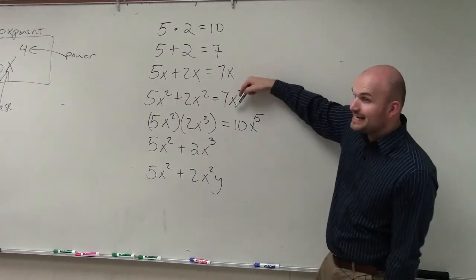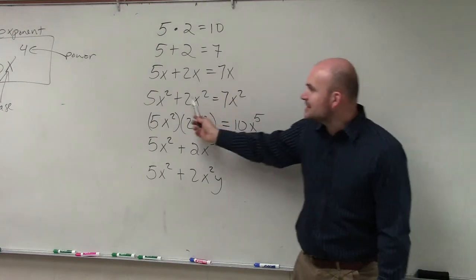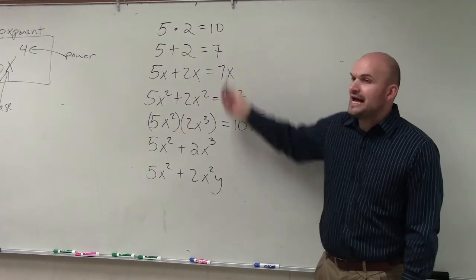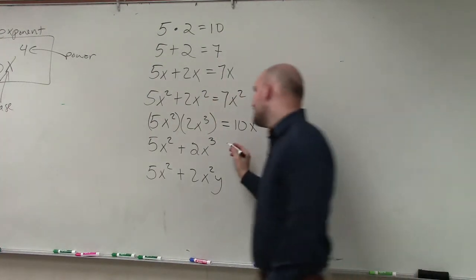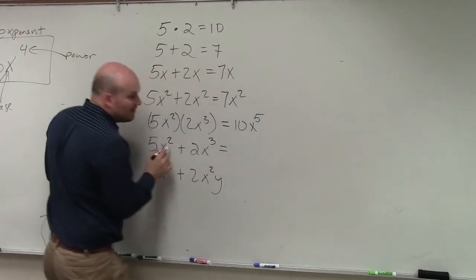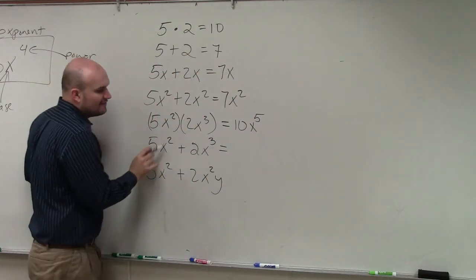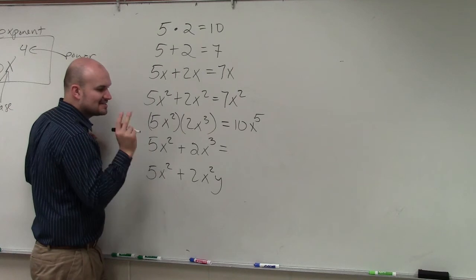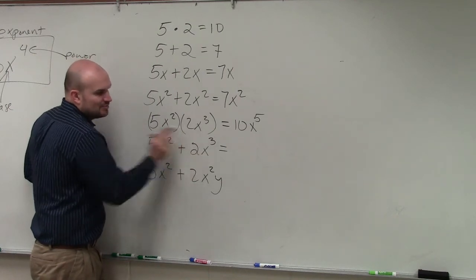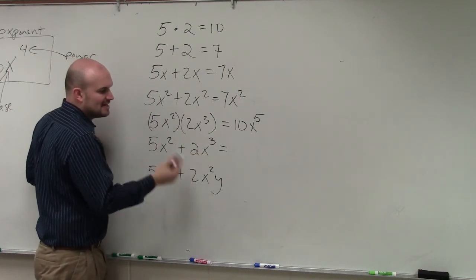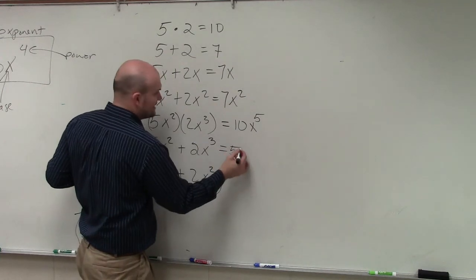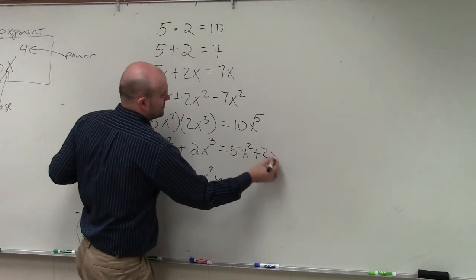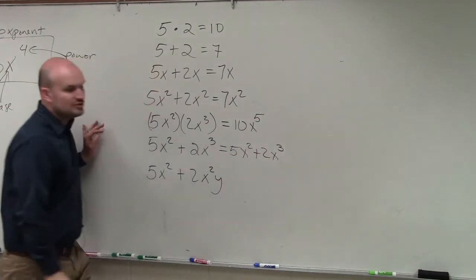However, when you're just adding, as long as they have the same variable factors, you just add the coefficients. But here is an example where we don't have the same variable factors. I have x squared, which has the variable factors x times x, whereas 2x cubed has the variable factors x times x times x. So therefore, I cannot combine these. So you just leave it like that.